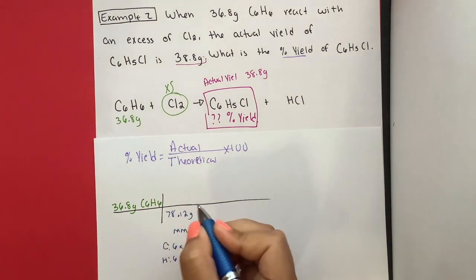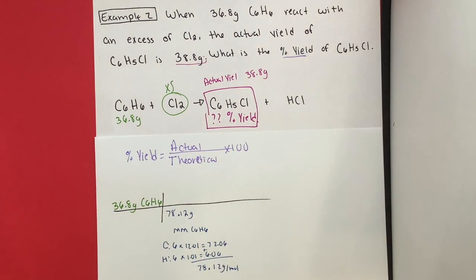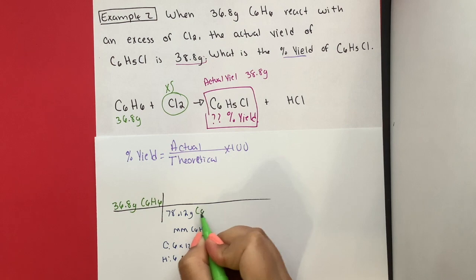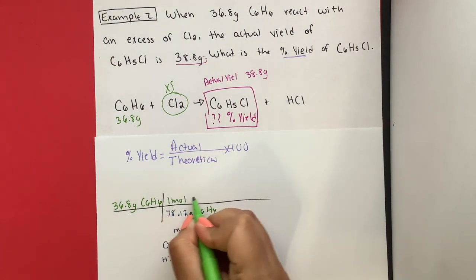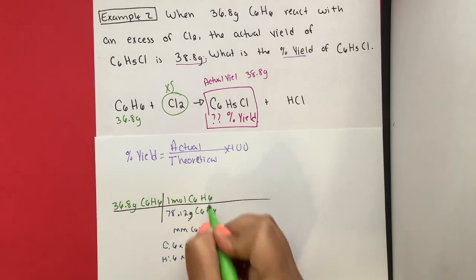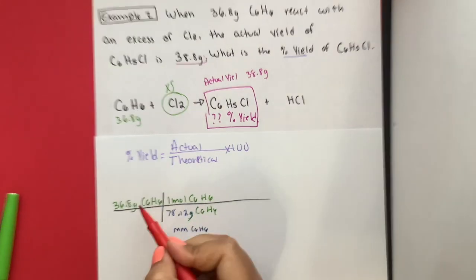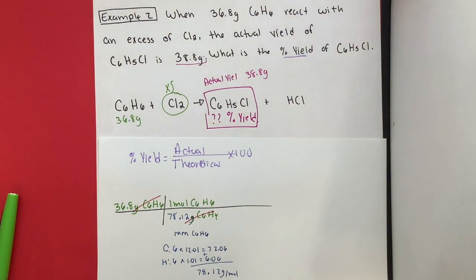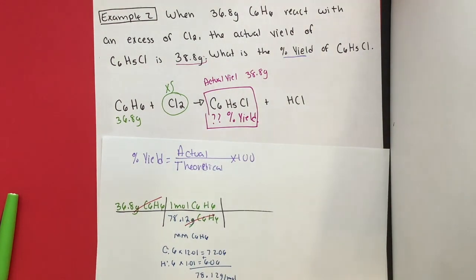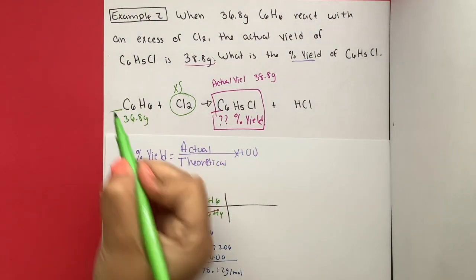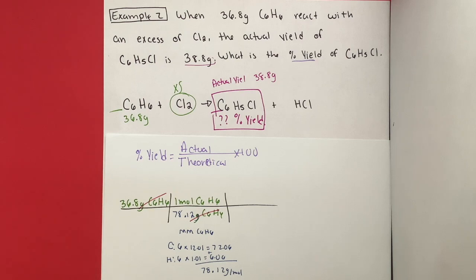78.12 grams of C6H6 for every 1 mole of C6H6. The grams cancel out, so it's basically the same thing that we've been doing this chapter. Now that I'm in moles, I'm going to use the mole ratio, which is 1 mole for every 1 mole. So it's 1 to 1.